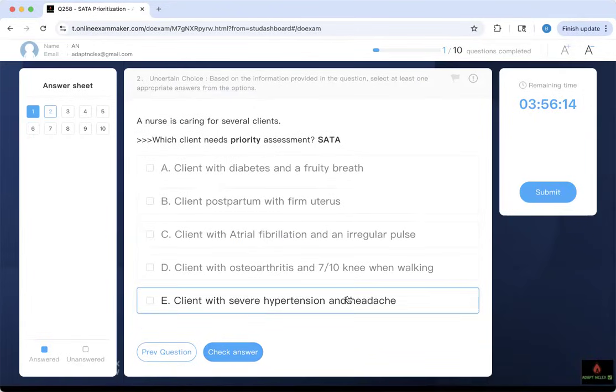Same thing. Select or apply, SATA question, then prioritization question. NCLEX prioritization. Which client needs priority assessment? A nurse is caring for several clients. One, client with diabetes with fruity breath. A client who is postpartum with a firm uterus. Client with atrial fibrillation and irregular pulse. Client with osteoarthritis with 7 out of 10 knee pain when walking. Client with severe hypertension and a headache.